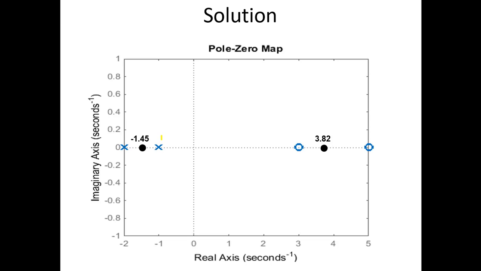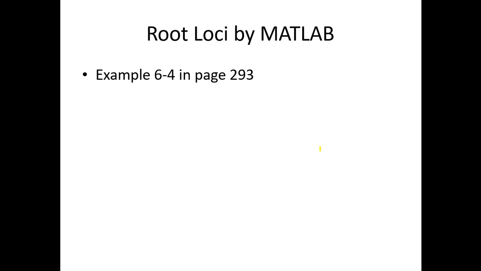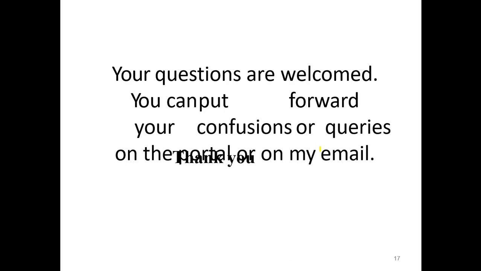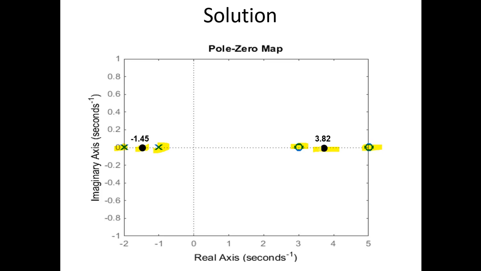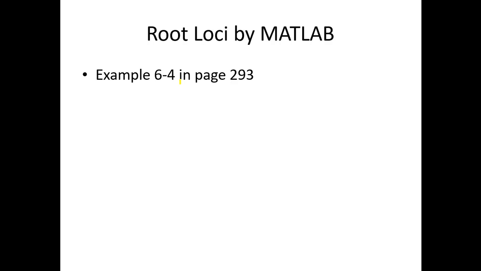So the first pole was at minus 1, the second pole was at minus 2, the first zero was at plus 3, and the second zero was at plus 5. One breakaway point is at minus 1.45, and the second point is at 3.82, between these two zeros. So it means that if you draw this in MATLAB, you will also get this kind of curve. So this is the pole zero map according to MATLAB, and the example is in the book on page number 293.